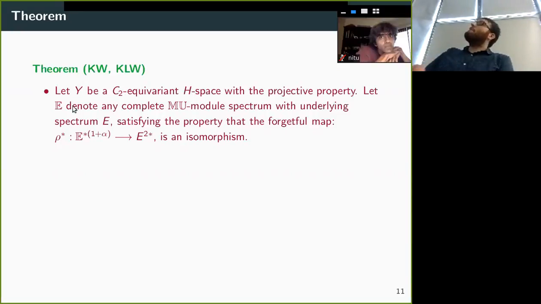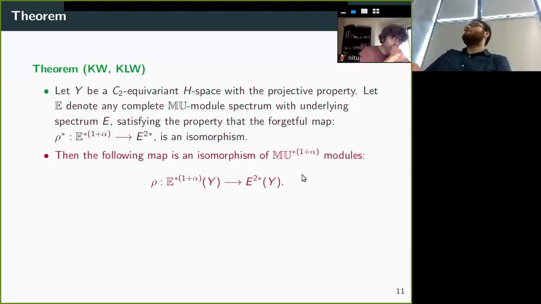And let E denote any complete MU-module spectrum, so any cofree MU-module spectrum, and we'll denote its underlying spectrum by just ordinary E. It satisfies the property that the forgetful map, the map that forgets the C2 action, from the coefficients in degrees that are multiples of the regular representation to the ordinary E-cohomology in even degrees, is an isomorphism. I'll give some examples in a minute, but MU itself will be an example of such a thing, as will the equivariant Johnson-Wilson theories.